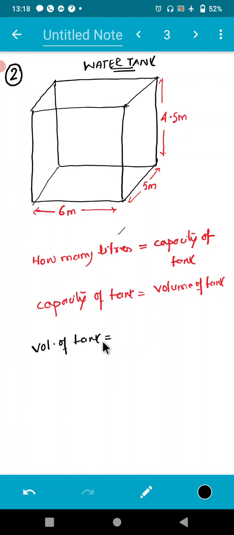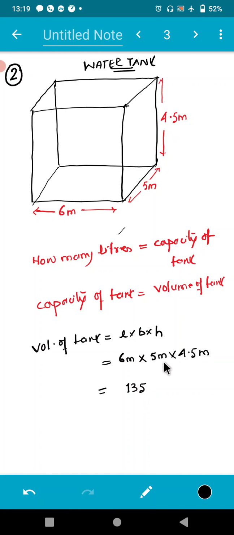So volume of the tank would be what? Length into breadth into height. And why are we applying the formula of cuboid here? Because the tank is very equivalent to a cuboid shape, isn't it? So now length is what? 6 meter given. What is breadth given? 5 meter. And what is height given? 4.5 meter. Now if you multiply all these numbers, we'll get the answer as 135.